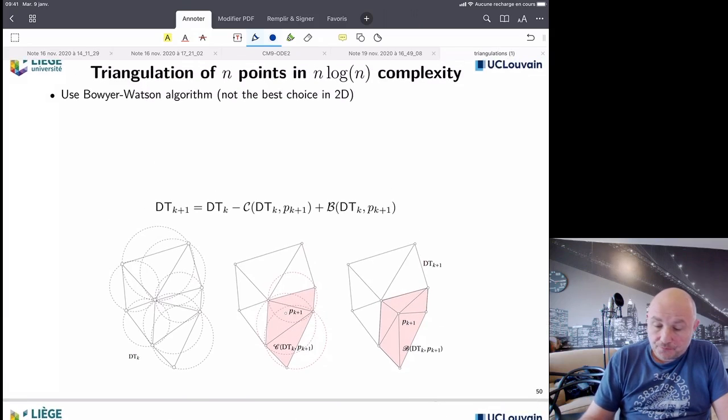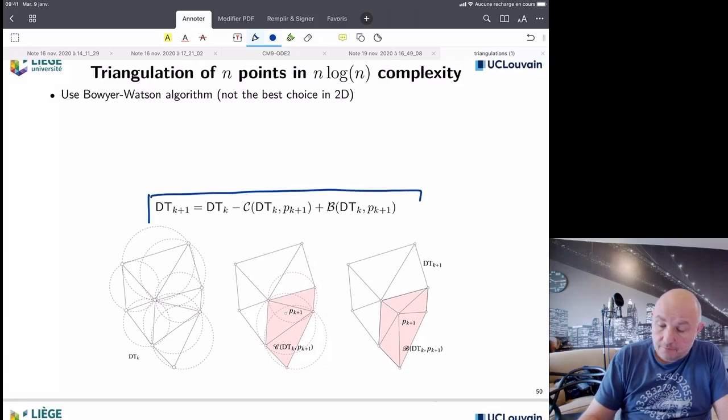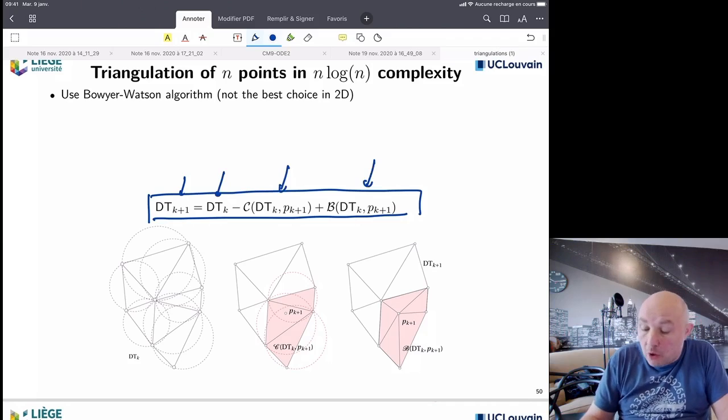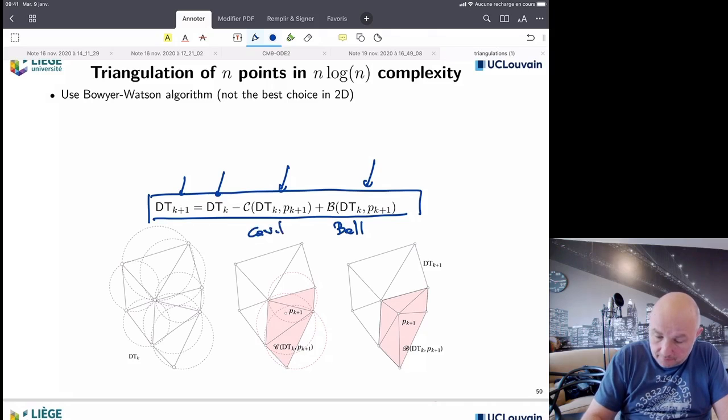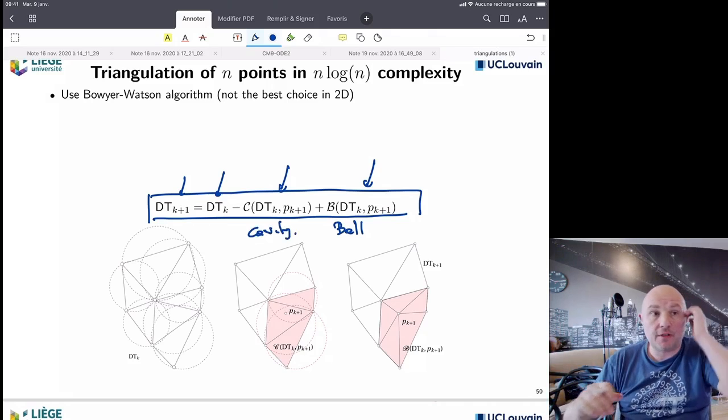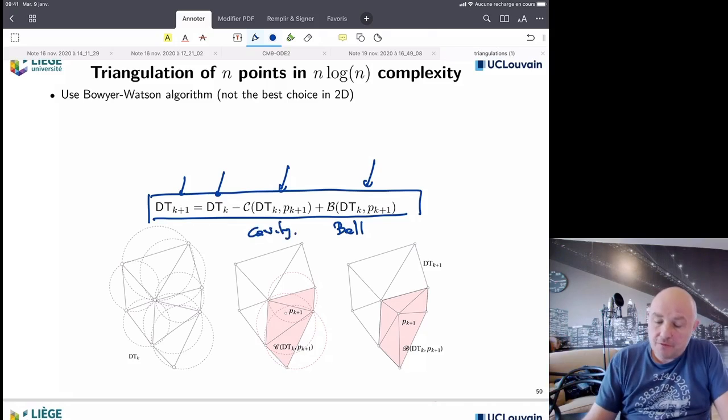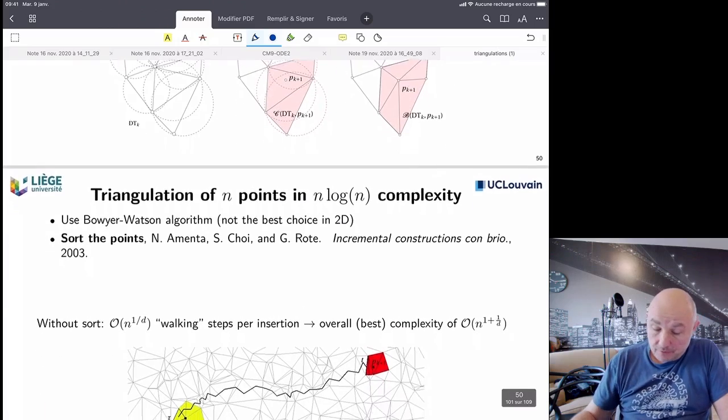That's it. That's the formula. dt k plus 1 is the old one, remove the cavity, add the triangulated ball. And that's called the Delaunay ball. Those are names, of course, not very important, but this is the name that is usually used in the literature.